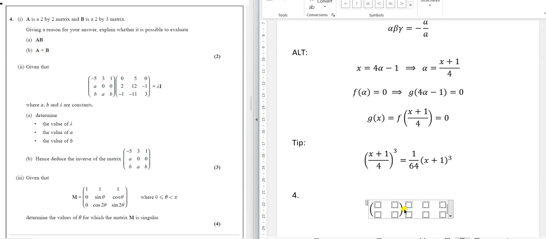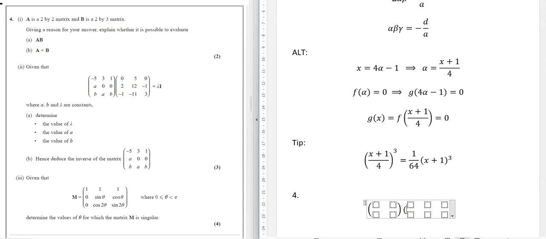Explain whether it is possible to evaluate this first one multiplied by this second one. Well, you could just try doing it for yourself and think, what happens if I do this number times this, and this number times this? Yeah, that seems to work. The row of this one corresponds to the column of this one. This second row corresponds to every column that we want.